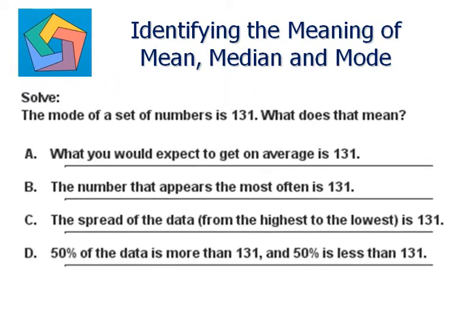Next problem. Solve. The mode of a set of numbers is 131. What does that mean? A. What would you expect to get on average is 131. This is mean. The number that appears the most often is 131. This means the mode. Mode is a number occurring the maximum number of times in a data set. So the mode of a set of numbers is 131 means that 131 appears most often in the data set. So we can say B option is our answer.